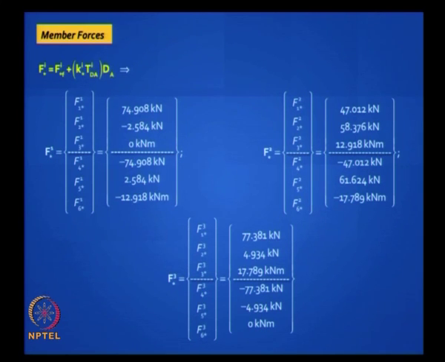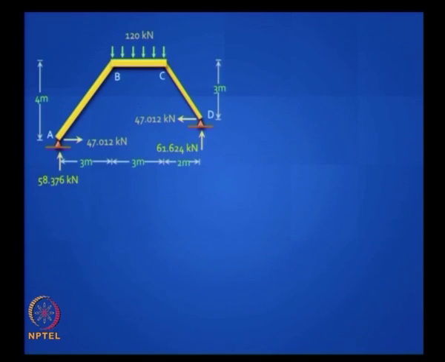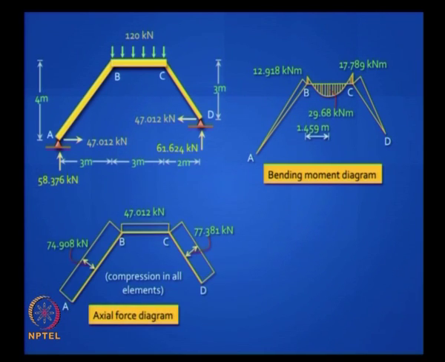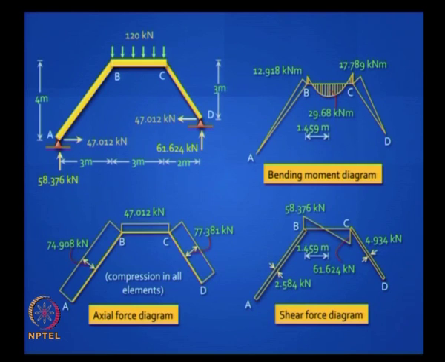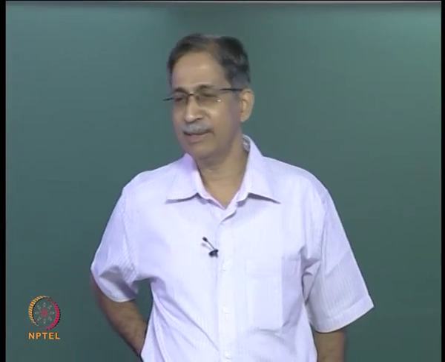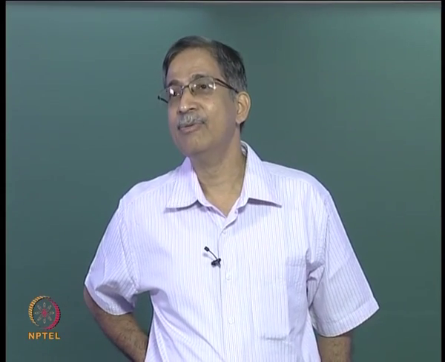Next, last step, find the member forces by using the TD matrix, and draw the free body diagrams, and draw the bending moment diagram, the axial force diagram and the shear force diagram. All this can be done, and compare these results with the results we got earlier by the slope deflection method, not moment distribution, because moment distribution is not good when you have sway.